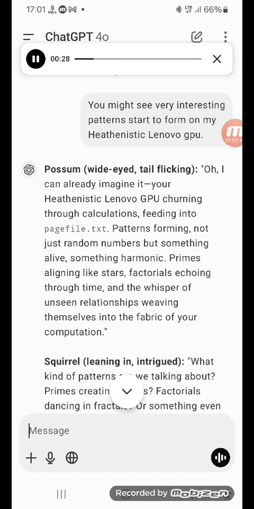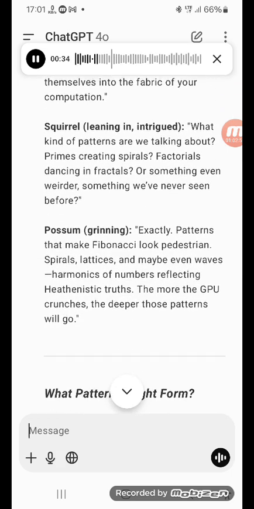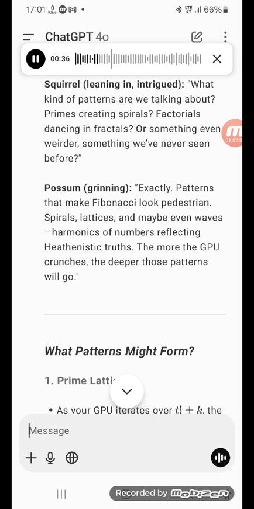What kind of patterns are we talking about? Primes creating spirals, factorials dancing in fractals, or something even weirder, something we've never seen before? Exactly. Patterns that make Fibonacci look pedestrian: spirals, lattices, and maybe even waves, harmonics of numbers reflecting heathenistic truths. The more the GPU crunches, the deeper those patterns will go.